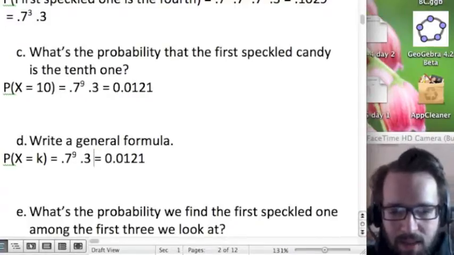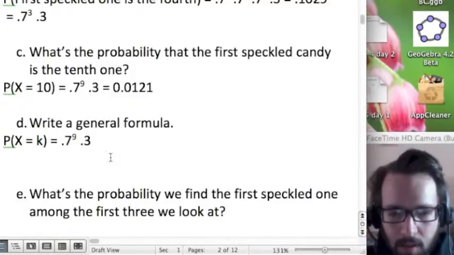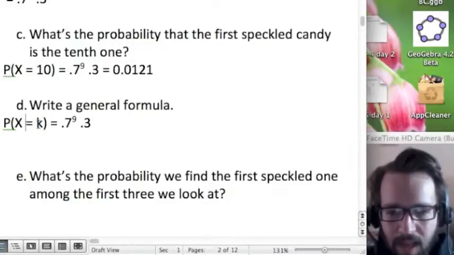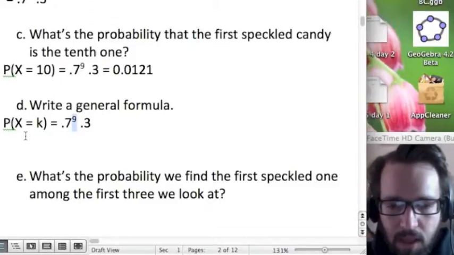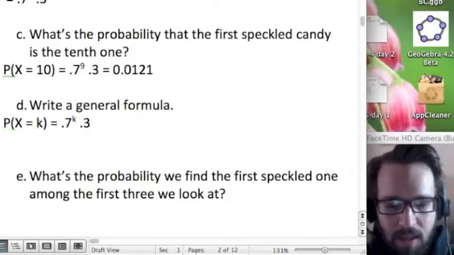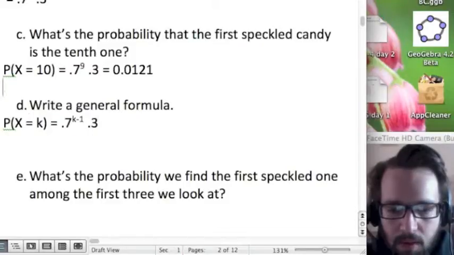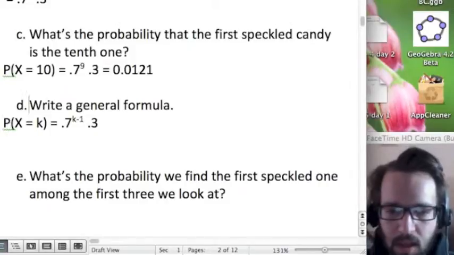So the probability that my random variable equals any number is, well, for 10 it was 0.7 to the 9th. Those are the first 9 there. And then the 10th one was right there for my 10 trials. So here, this will be 0.7 to the, if it's k, it's going to be 1 less than that. k minus 1, and then times 0.3. So that will do it for this particular instance.